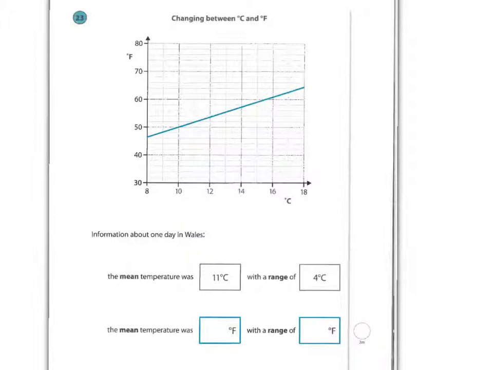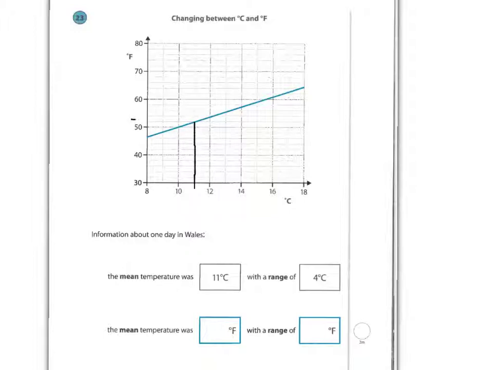Question 23. The graph shows a conversion graph for changing between degrees C and degrees F. So, the information is about one day in Wales. The mean temperature was 11 degrees C with a range of 4 degrees C. We then have to turn those temperatures into degrees F. So if we start first with the mean temperature of 11 degrees C, if we look at the graph, degrees C is on the horizontal axis, so what we have to do is find where 11 degrees C is and read up to the graph.